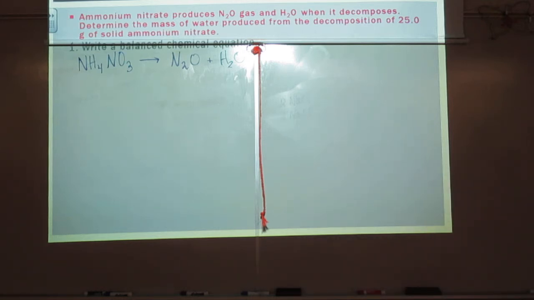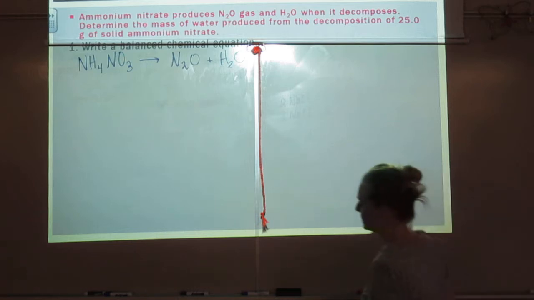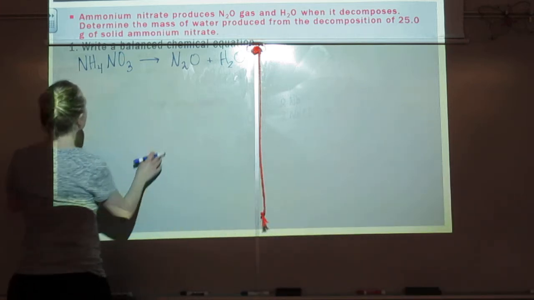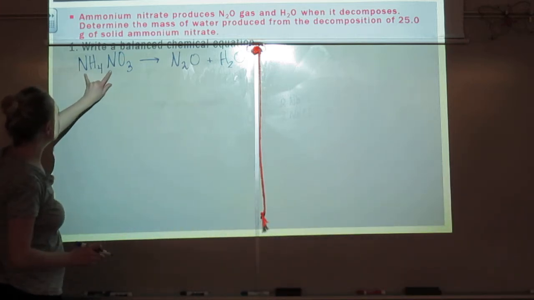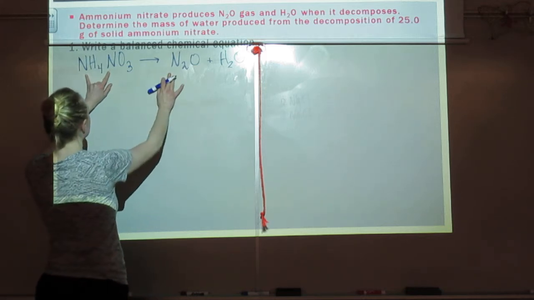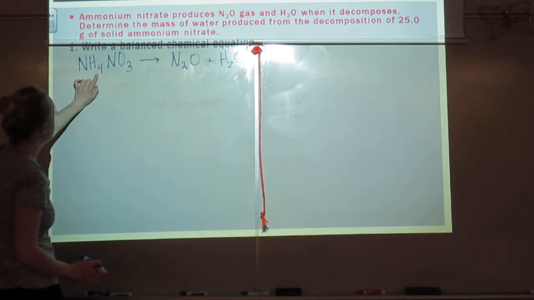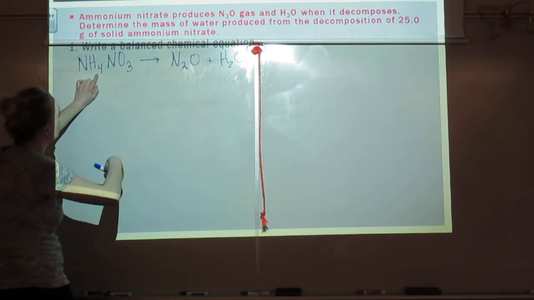Step 1, write a balanced chemical equation. Okay, so I already have my equation, now I'm going to balance it. Let's see, I've got my 2 N's here, and I've got 2 N's here. H's, there are 4, and there I have only 2.